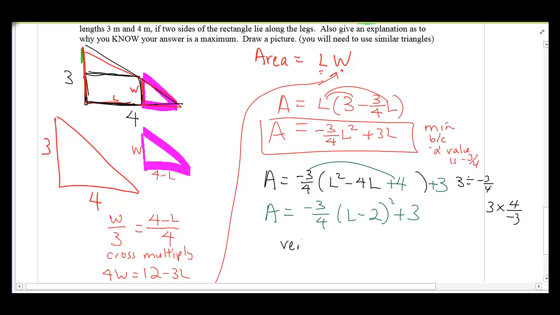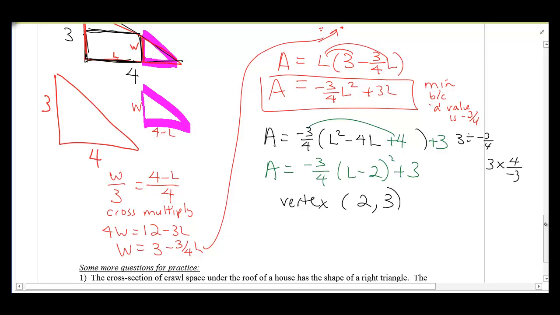We're not done yet. Let's calculate the actual vertex. How about 2, 3? And once again, I ask myself, what does this mean? The 2 represents the L. The 3 must be the area. This must be the minimum area. So I found the minimum area is 3 units, and the length, I guess it's 3 units squared.